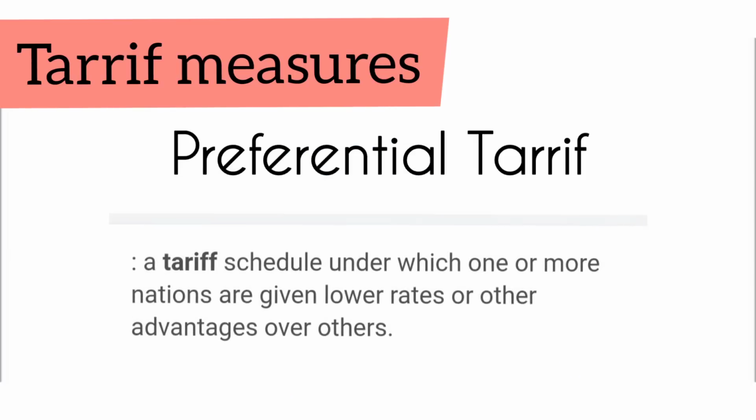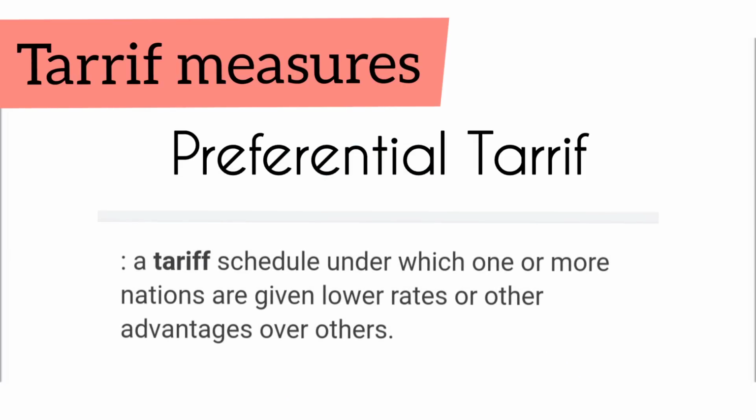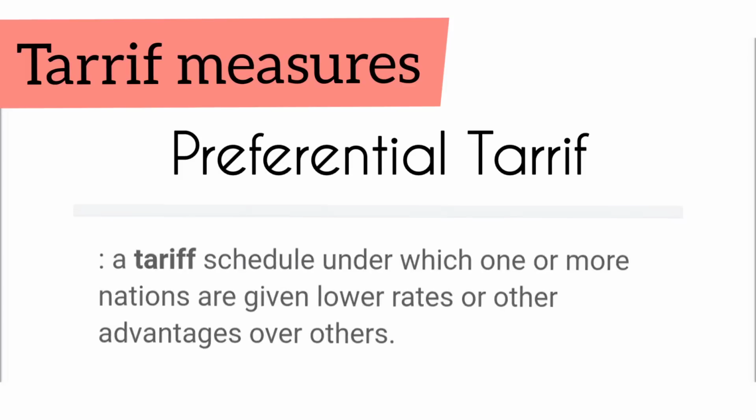Okay. Next is preferential tariff. Preferential tariff is where they charge a lower tariff from one country than the rest of the countries. From one country alone, they will charge a lesser amount of tariff on the same kind of good. Maybe the countries might be friends, or they might have very good relations. So that preferential treatment they might give.